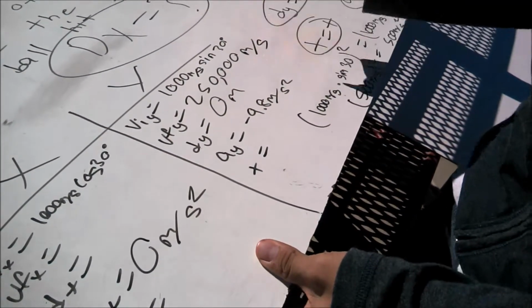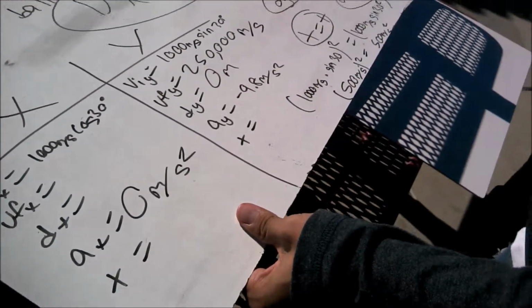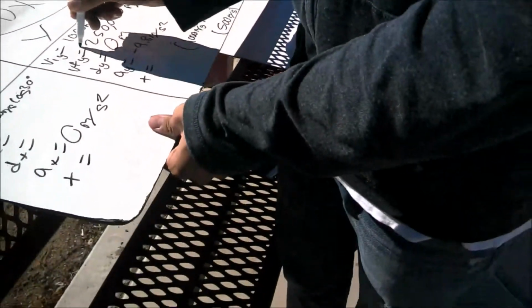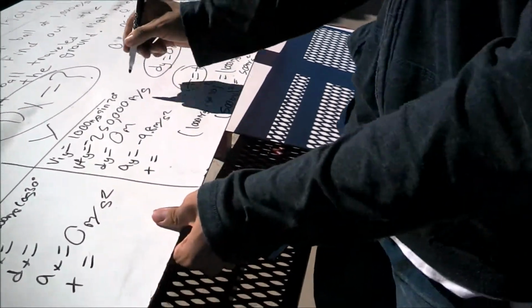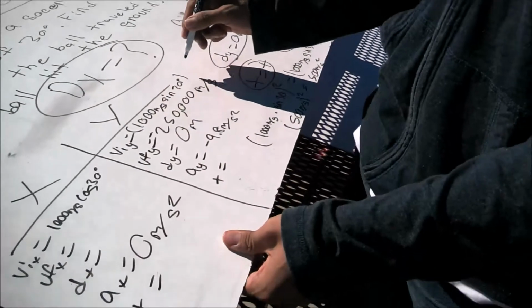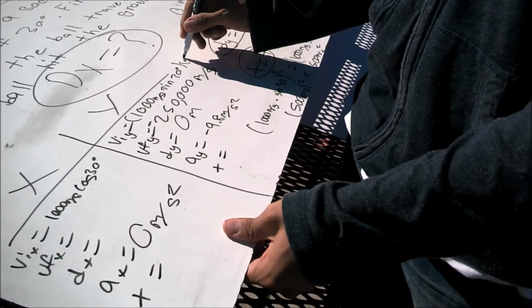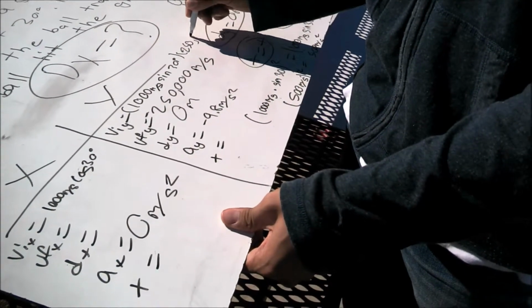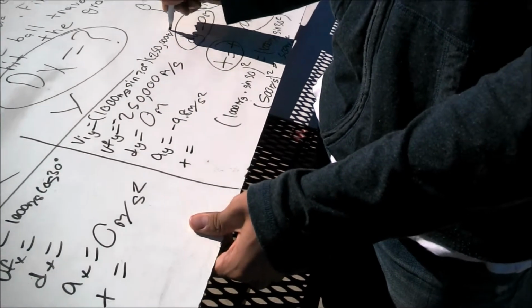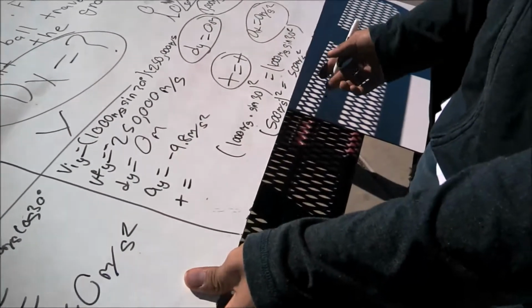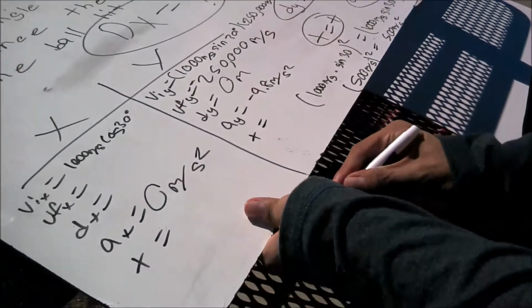You plug it in, they cancel out, you divide the velocity initial by time, and that gives you your distance. Well, actually you multiply them, my bad. You multiply them, and that gives you your distance.